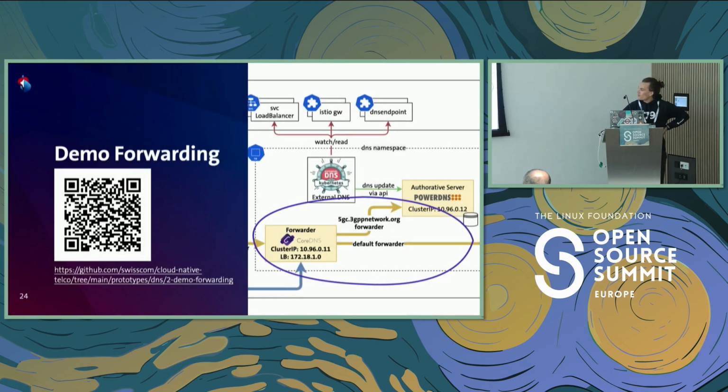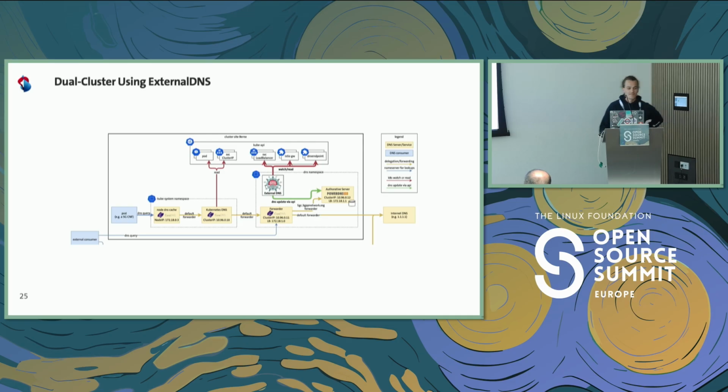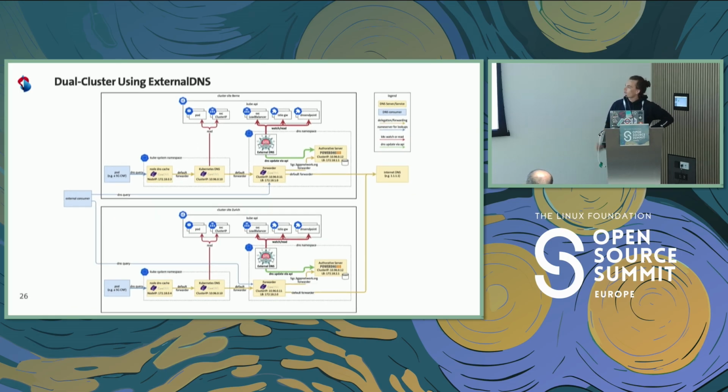So what do we have now? Now we have one cluster. So this is our cluster. You see at the top it says Bern. So this is our Bern cluster. Now let's add a second cluster, which is in Zurich. So we have two clusters, Bern and Zurich. There's exactly the same things now deployed in the Zurich cluster.